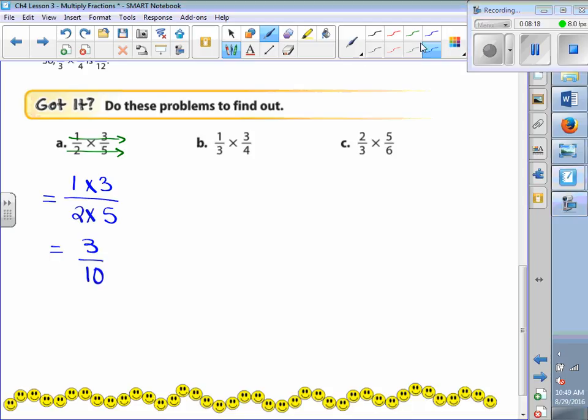So for the next one, once again, we're just going to multiply straight across. So here we've got 1 times 3 over 3 times 4. And when we multiply straight across, we end up with 3/12. Is that simplified? No. What can I do here to simplify? Jake? You can simplify the 3/12 by dividing it by 3 and getting 1/4.